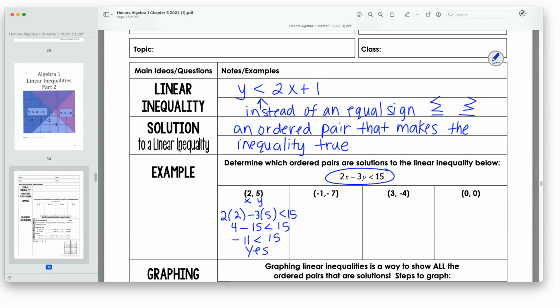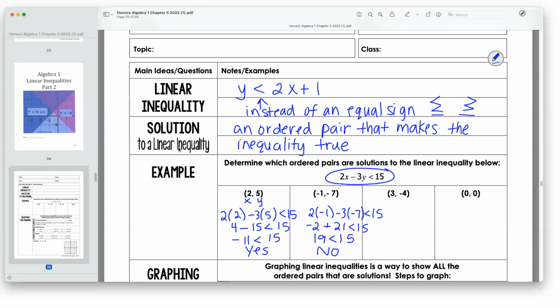For the next one, you're just putting in these numbers for x and these numbers for y to see if it's true. 2 times negative 1 minus 3 times negative 7. So we have negative 2, and then this is going to be plus 21. Is this less than 15? Well, negative 2 plus 21 is 19. 19 is not less than 15, so the answer is no. So that's basically how you figure out if ordered pairs are or are not solutions to inequalities.